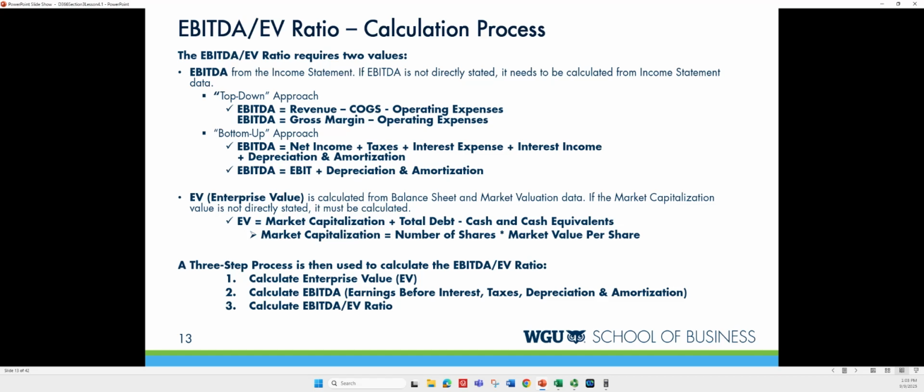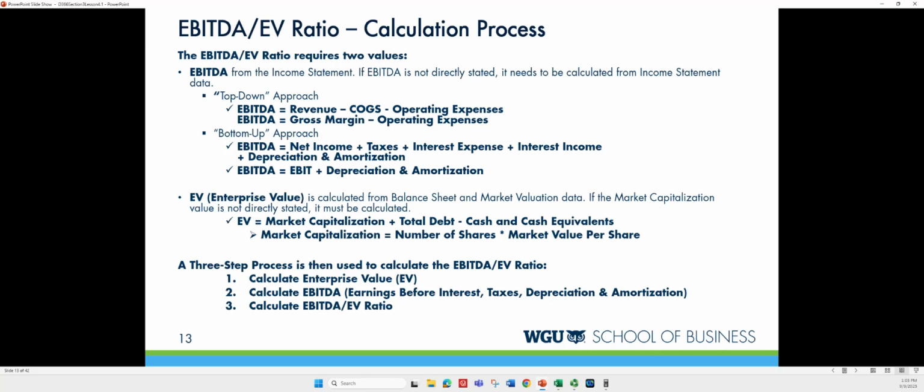Okay, so the next valuation we'll use is the EBITDA divided by enterprise value ratio. And again, there's two primary values we're going to need, EBITDA and enterprise value. We need to take the same approach to finding our EBITDA information from the income statement. If it's not directly stated, we have to calculate it from income statement data. There are two approaches, depending on the information you receive.